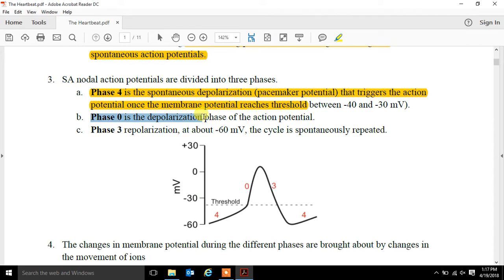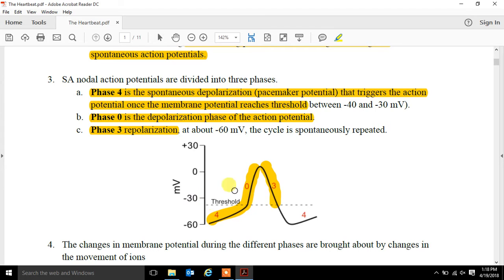Phase 0 is the depolarization phase of the action potential. So here's phase 4 that brings it up, phase 0 that is the full action potential, and then phase 3 is repolarization. Unless I tell you specifically and highlight it, you do not need to know the specific numbers, like between -40 and -30 millivolts, or repolarization at about -60. There are a couple places where that does matter, but if I don't tell you to know it, don't worry about these specific numbers. They're just there to help fill in some gaps.